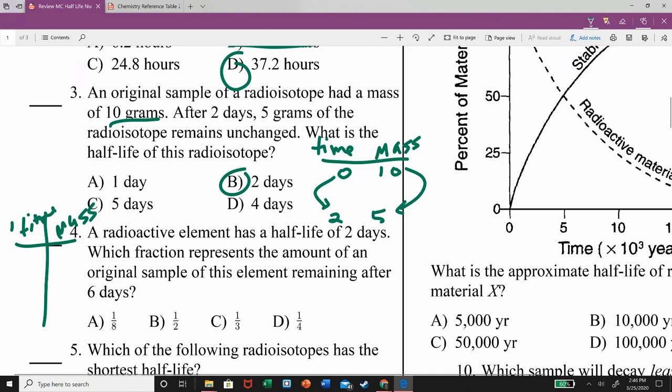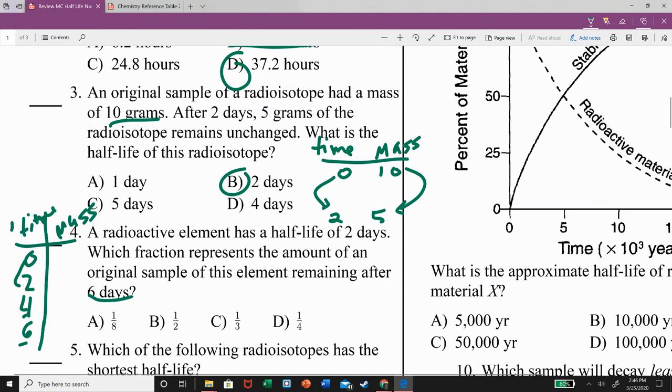Okay, so time always starts at 0. A radioactive element has a half-life of 2 days. So 2 days is the first half-life. What fraction represents the amount of the original sample of this element remaining after 6 days? Okay, well, 1 half-life is 2 days, and then another 2 days becomes 4 days, and another 2 days becomes 6, right? There's my end time, 6 days.